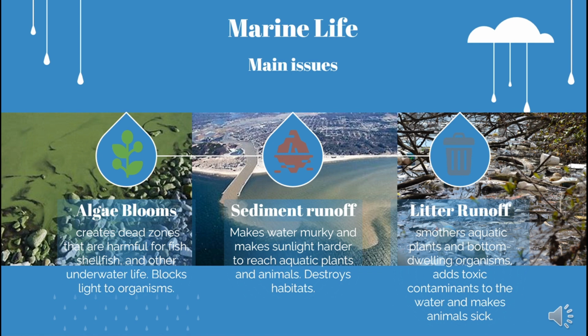The second, sediment runoff, makes water murky and makes sunlight harder to reach aquatic plants and animals, destroying habitats. Litter runoff smothers aquatic plants and bottom-dwelling organisms, adds toxic contaminants to the water, and makes animals sick.